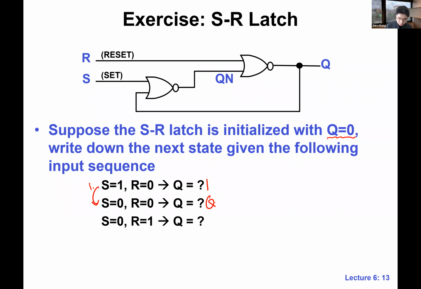Q is Q last, and Q last is 1, we just changed it to 1. Next, I change R to be 1, with S at 0 now. What is Q? Very good, 0. Looks like you guys are getting the hang of it. So when R is 1, we reset. Any more questions?